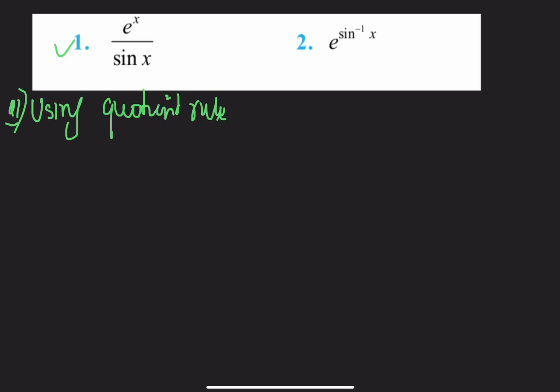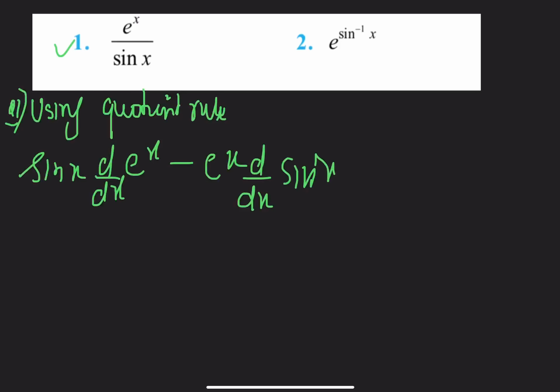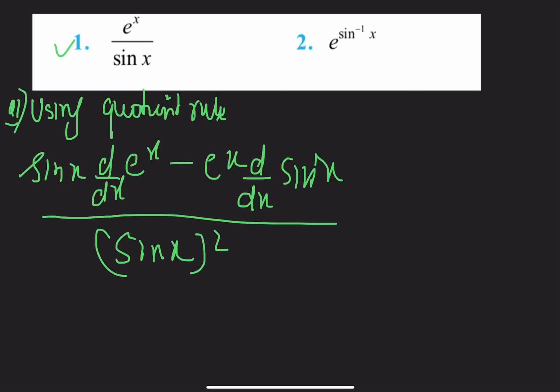Using the quotient rule, you know already that the quotient rule states that this would be the second function into the derivative of the first function, minus the first function into the derivative of the second function, by the second function, which is the denominator, whole square. This is the formula you already know from class 11. If you don't know, watch the formula video for differentiation where I've covered all the formulas and concepts in just 2 minutes.